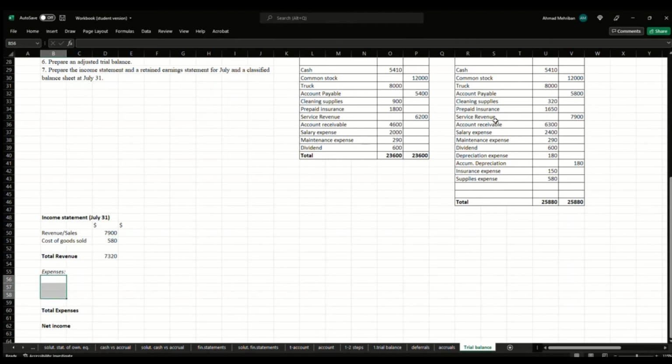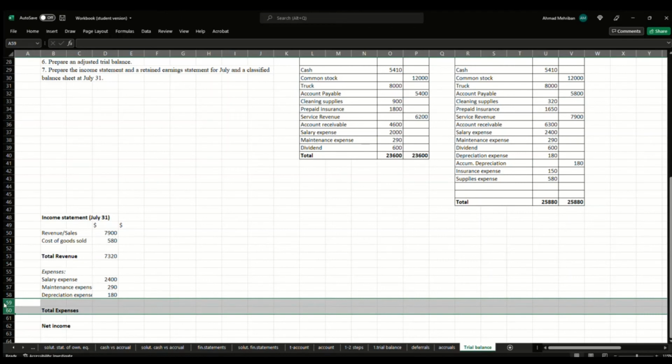Now the expenses, very simple. We will look at our trial balance and see the expense accounts. The salary expense is here. Yeah, so expenses are salary expense. And that was how much? 2,400 has been spent. Then we have maintenance expense. Yeah, here it is, maintenance expense. That is 290. Depreciation expense. That is 180. Insurance expense.